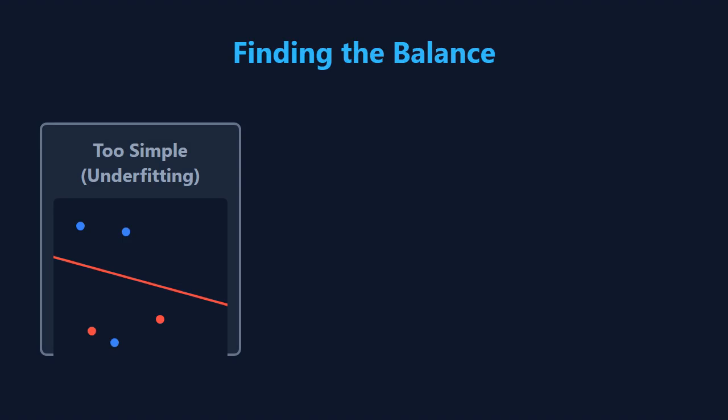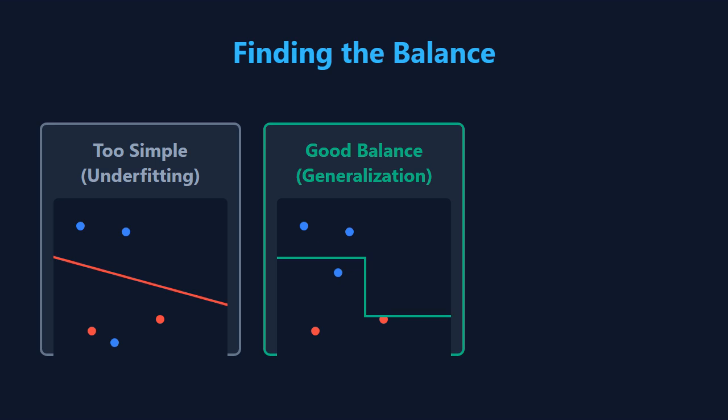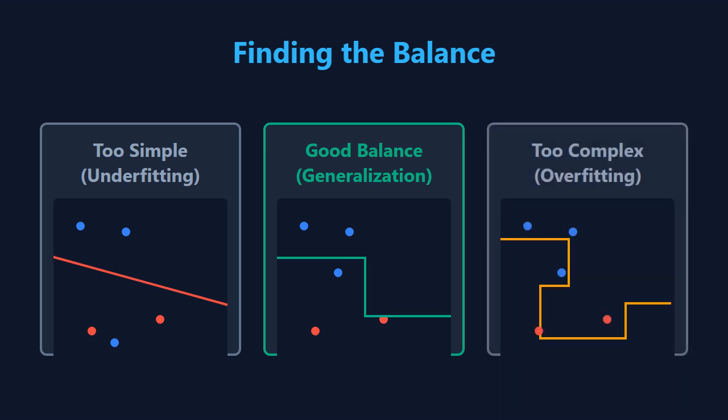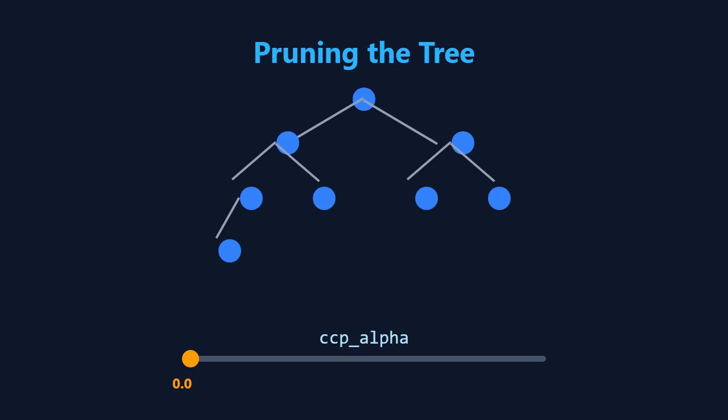It may be too simple to understand the real patterns. That's underfitting. So we want a balance. One important technique is pruning. Instead of allowing the tree to keep unnecessary branches, we remove branches that don't provide enough useful information.